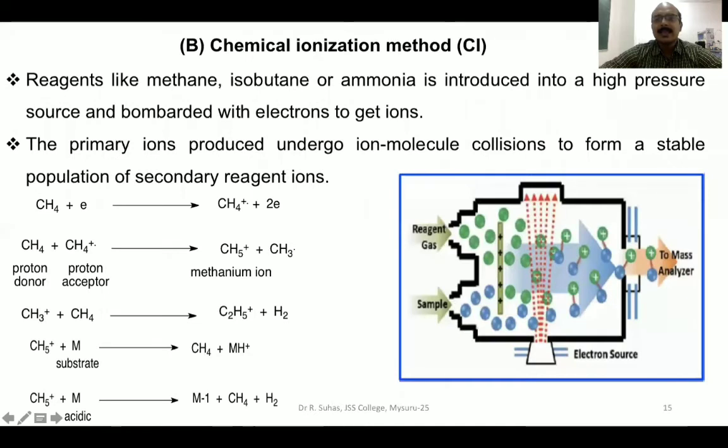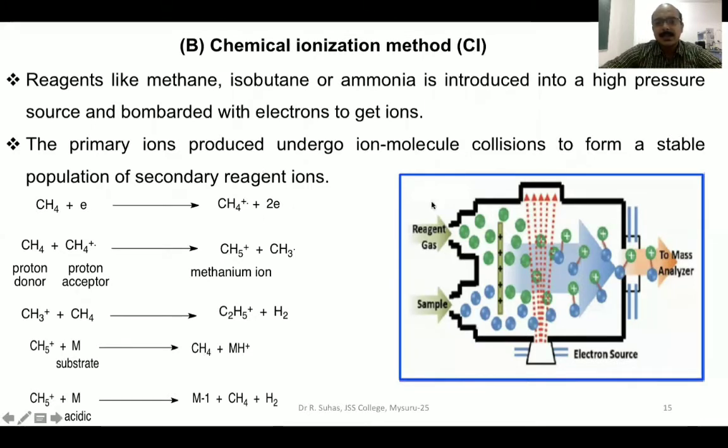The next one is the CI method, that is chemical ionization method, CI. As the name itself indicates, we have to make use of some kind of chemical substance, and the chemical substance is usually called a reagent. Usually methane, isobutane or ammonia are the reagents used in the CI system. They are introduced into the system in a very high pressure source and bombarded with electrons to get ions. So here, before bombarding the sample, first you have to bombard these chemical reagents. These chemical reagents will in turn react with your molecule and they produce ions.